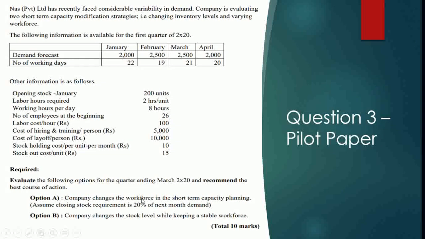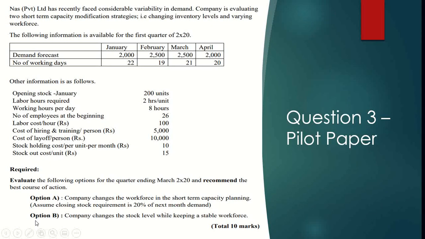So the meaning of this is we are keeping 500 units at January end to meet February demand. So February demand is 2500, 20% of that, 500, we are keeping at January end. So January end our stock will be 500. Remember that it will be the opening stock of February. So that is a simple logic, right?